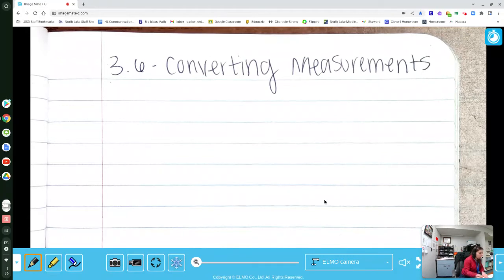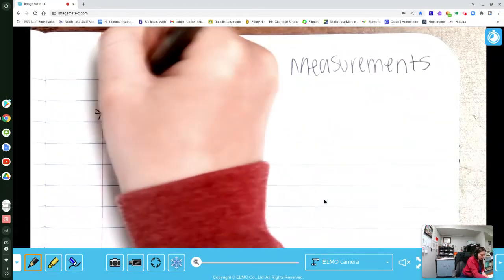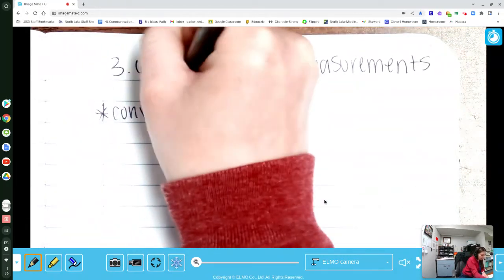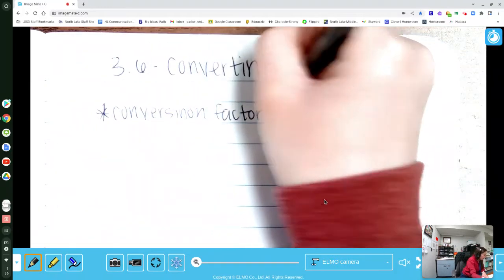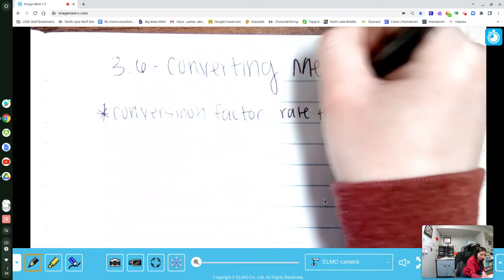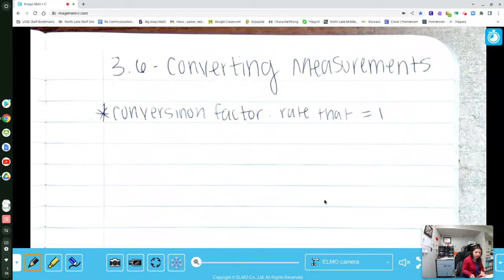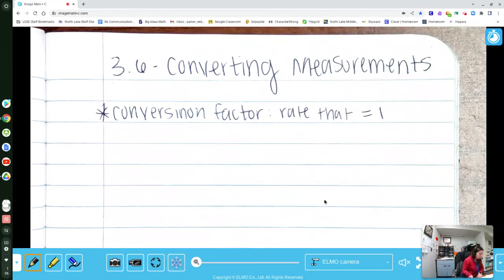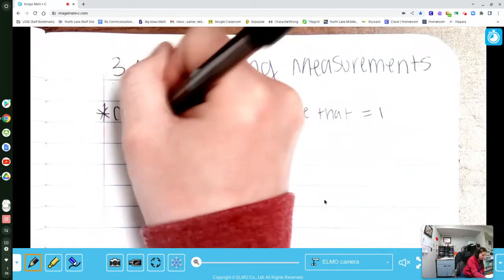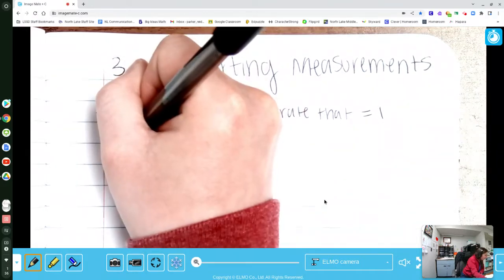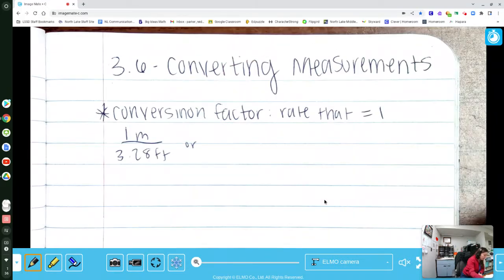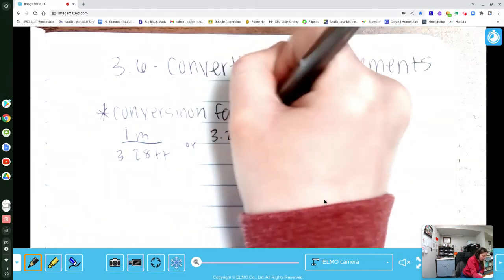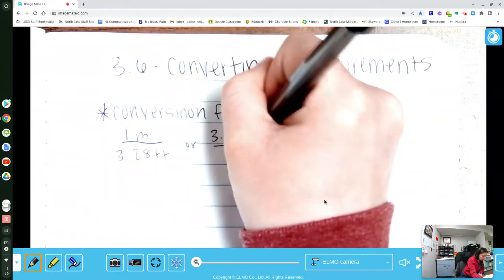So really, we just want to define one thing today, and that is the word conversion factor, because that's what we're going to be using to do this. A conversion factor is a rate that equals 1. So a couple examples look like this. 1 meter over 3.28 feet, or another example would be 3.28 feet over 1 meter.